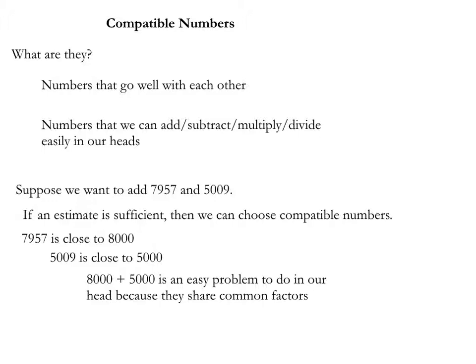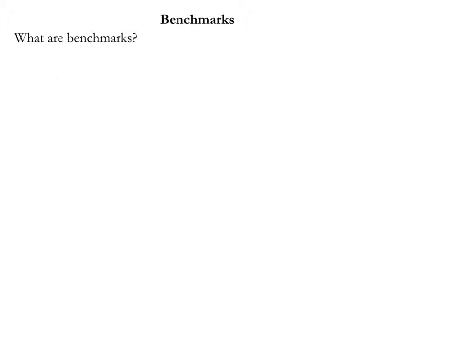They share common factors. They're very simple numbers. So we have 8,000 plus 5,000 equals 13,000. Sorry, I have a little typo there. Alright, so that's what estimation is. And a couple examples of when we use it.